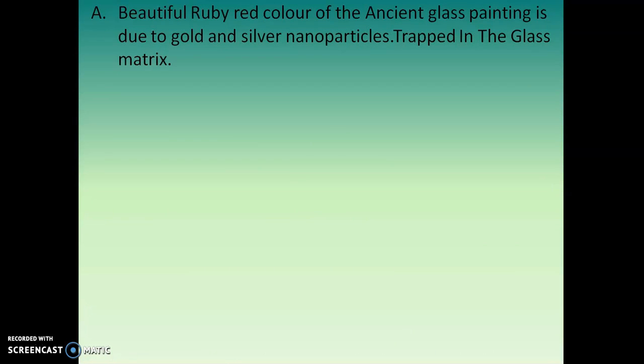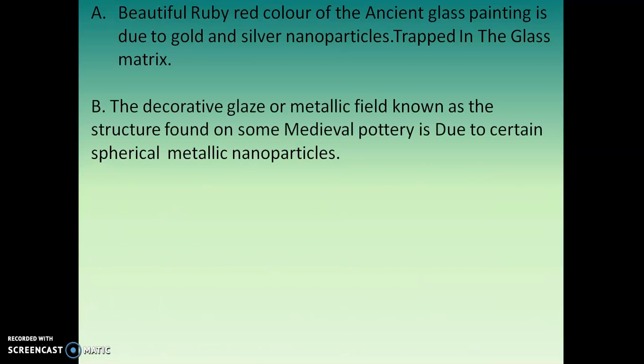Beautiful ruby red color of the ancient glass painting is due to gold and silver nanoparticles trapped in the glass matrix. Second example, the decorative glaze or metallic film known as lustre found on some medieval pottery is due to certain spherical metallic nanoparticles.